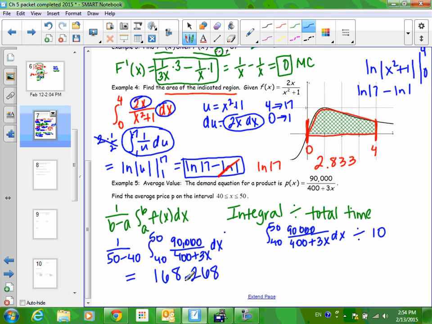So, anyway. Now, we can probably assume this is in dollars, but it may be in thousands of dollars or millions of dollars, depending on what we're doing. All right? But that's how you get it. We could have done this before.